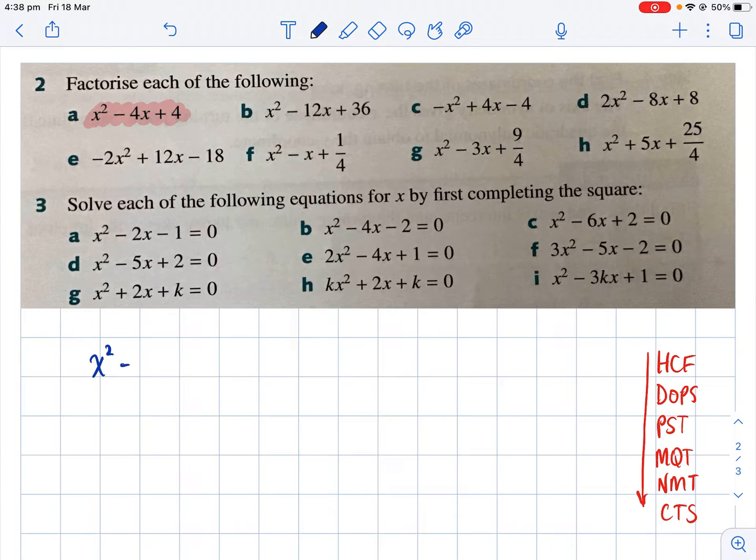So x squared minus 4x plus 4 is the question, and I go through my process over here. So I look first, is there a highest common factor? And I can pretty quickly see that there isn't. Second thing, I know it's not DOPS because it hasn't got that minus sign between two terms. We've got 3 terms straight away, so we're looking for one of these factorisation techniques, which are the trinomial ones. Perfect. So we've got a trinomial.